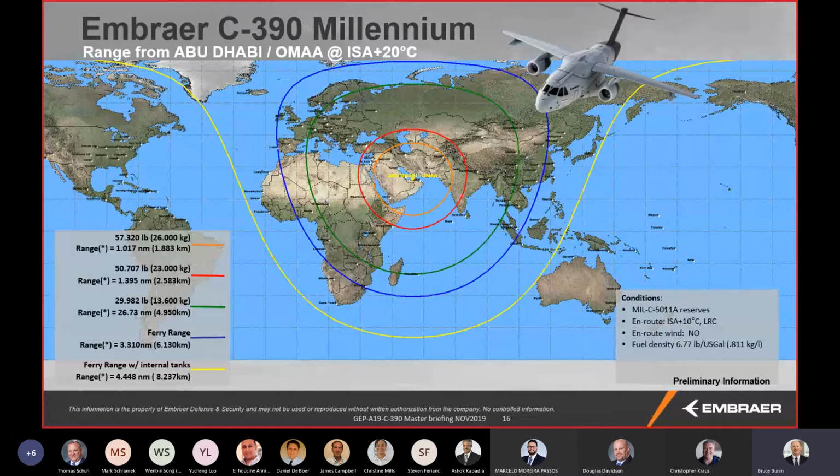Forgive me if you find this slide hard to read. I know you would in a big room, but maybe on your computers it's not too hard to see. But this gives you an idea of the range of the airplane. This particular chart was centered around Abu Dhabi, and you can see at the max payload numbers of 23 and 26 metric tons, the range is from 1,000 nautical miles to 1,400 unrefueled range. And then you can see some of the other numbers there with the circles in the green and the blue at lower payloads and for ferry range. And then the yellow line is actually the ferry range with internal tanks.